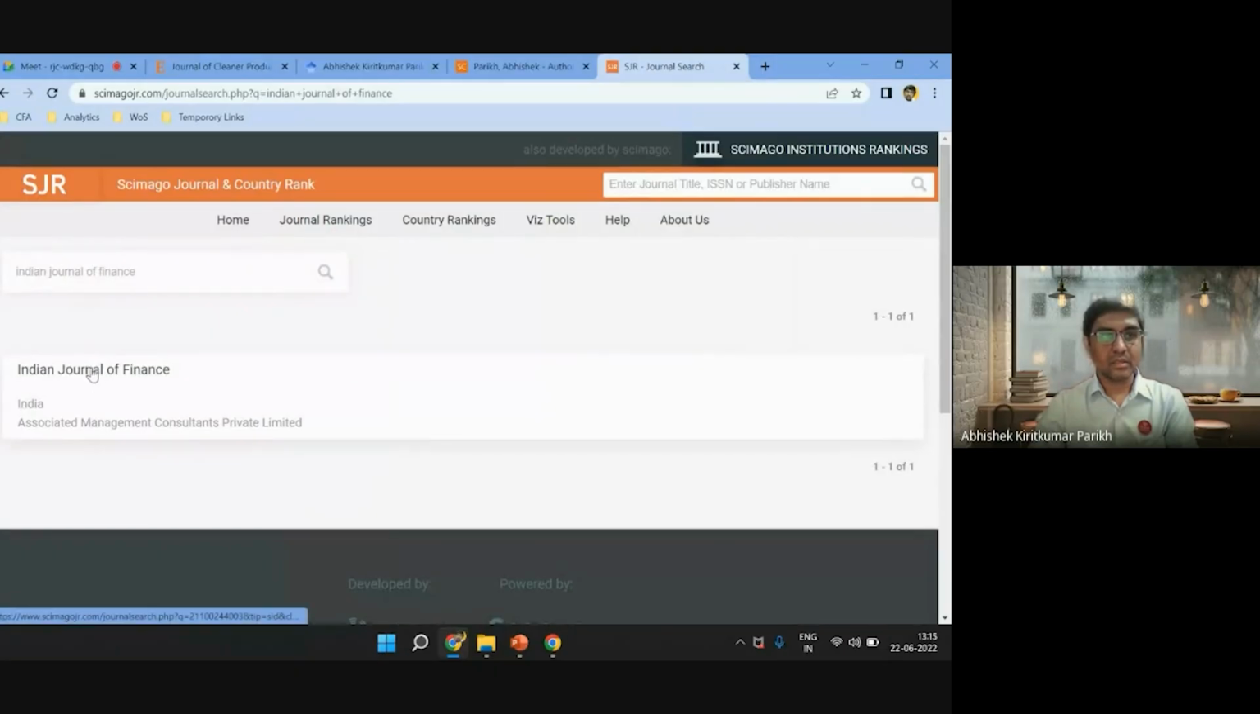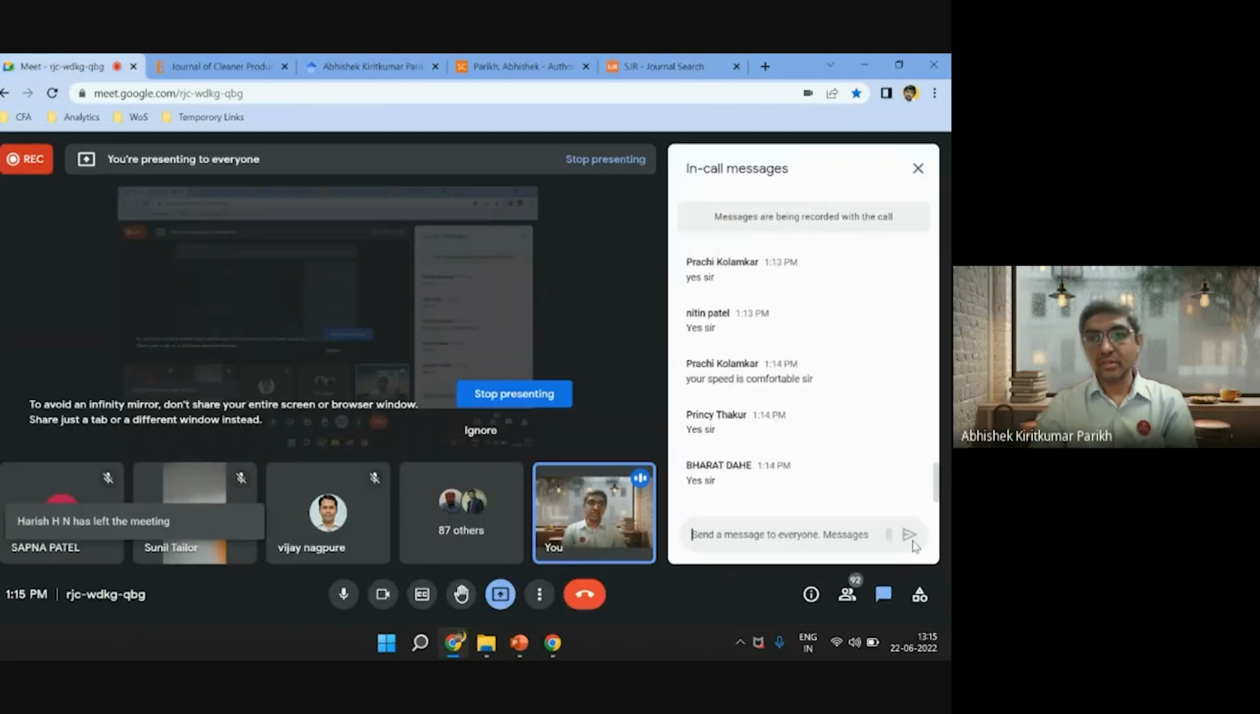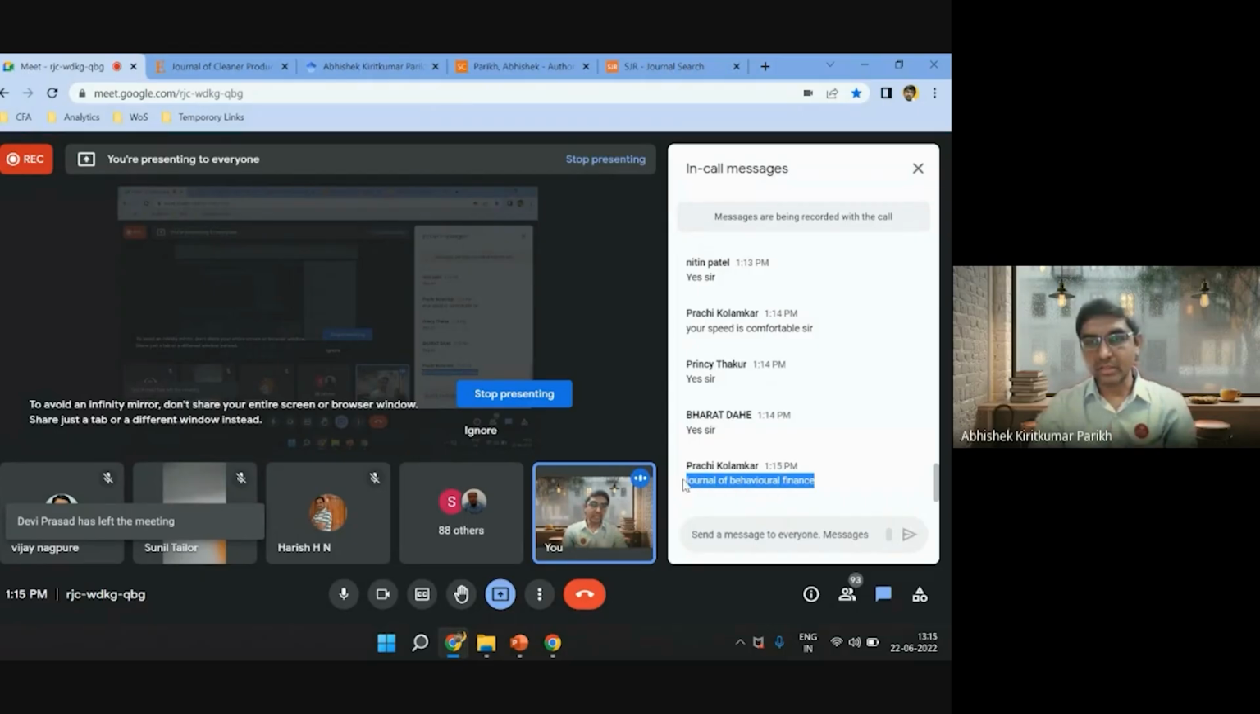Okay. Any suggestion from the audience? Just write down in the chat box. Do not speak. If you want to check another journal which is Scopus listed, and if you wish to look at its research metrics, we can look at it from the SJR also. Can give the name Journal of Behavioral Finance. Let me take this.